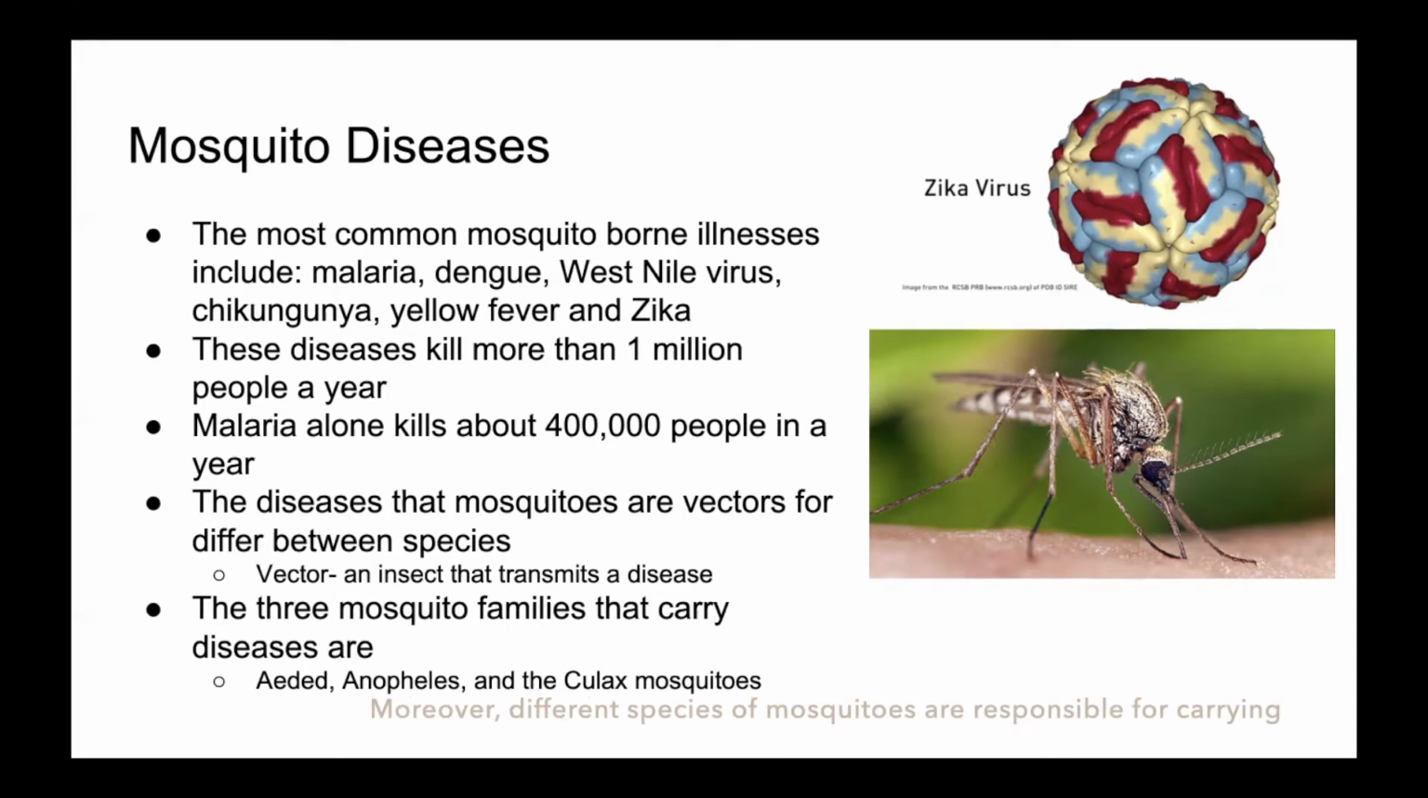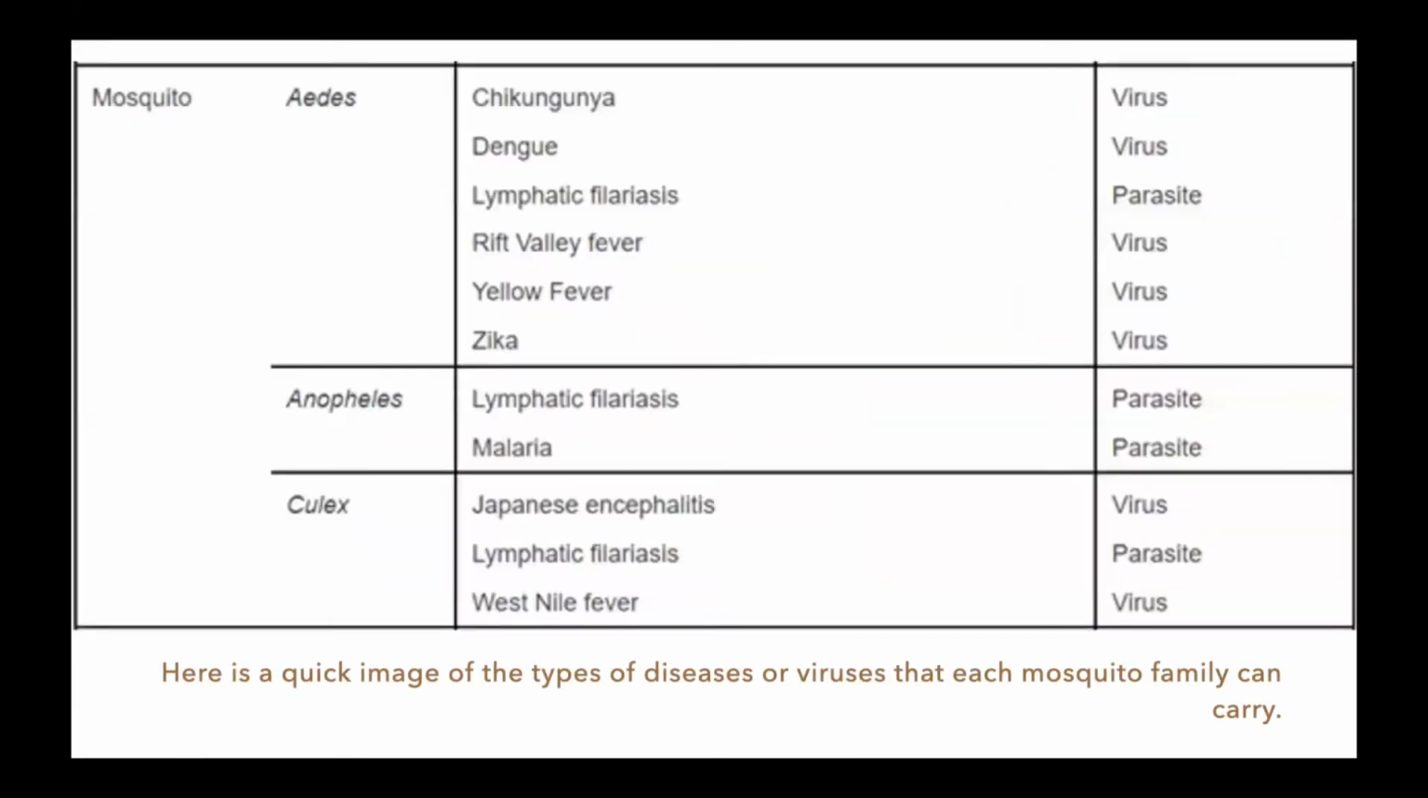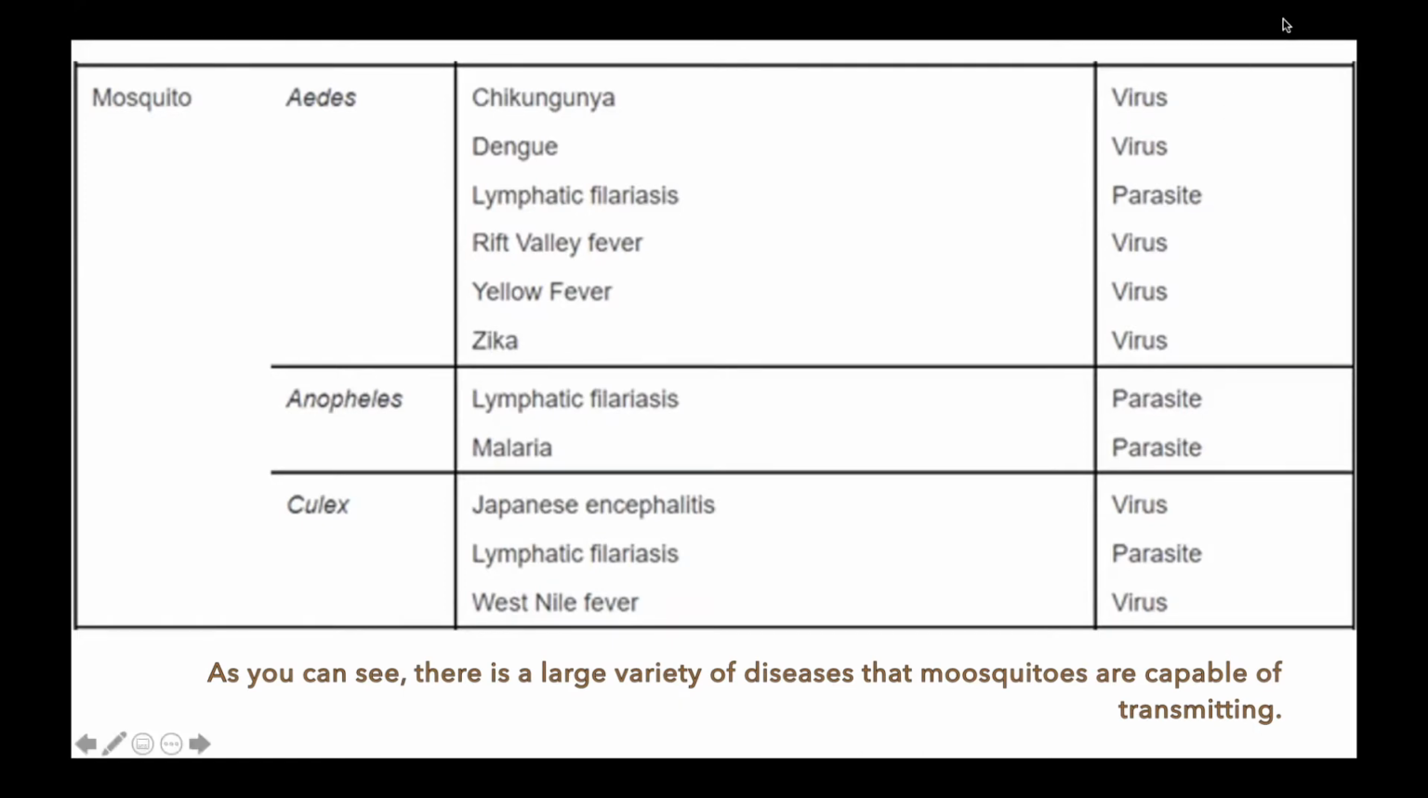Moreover, different species of mosquitoes are responsible for carrying different diseases, and the most common ones are shown on the slide. Here is a quick image of the types of diseases or viruses that each mosquito family can carry. As you can see, there is a large variety of diseases that mosquitoes are capable of transmitting.